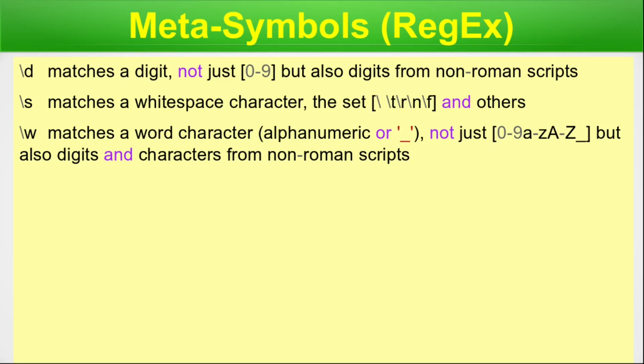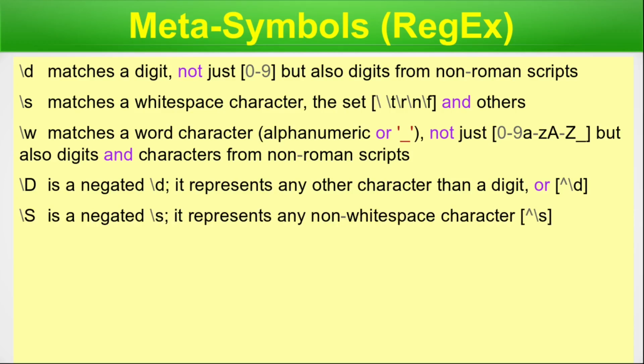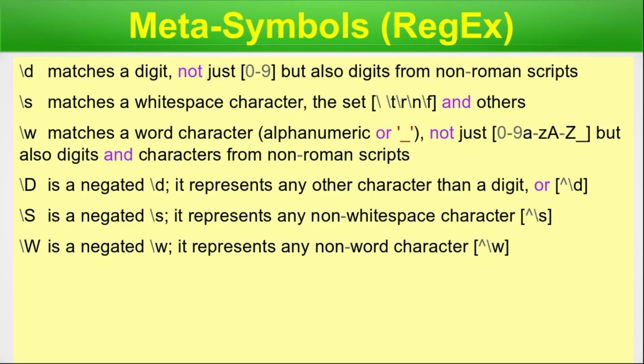\w matches a word character, alphanumeric or underscore, not just 0 to 9, A to Z and capital A to Z, but also digits and characters from non-Roman scripts. These meta symbols have their negated brothers also. \D is the opposite of \d. \S is the negation of \s and represents any non-white space character. \W is the negation of \w; it represents any non-word character.